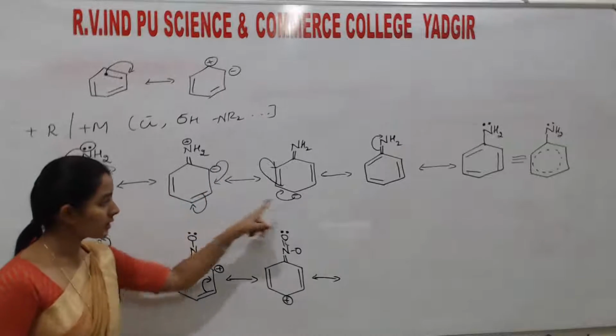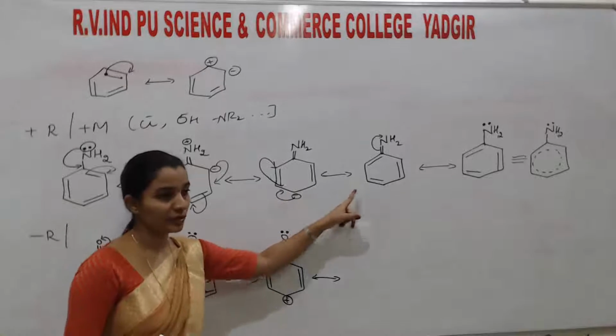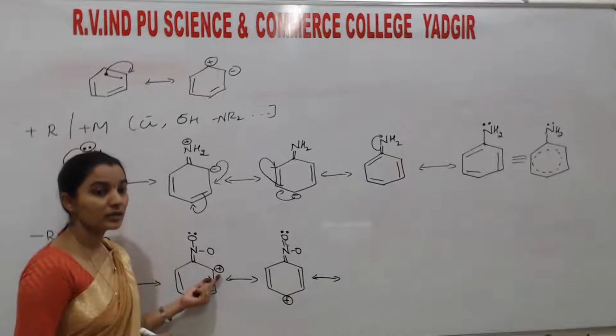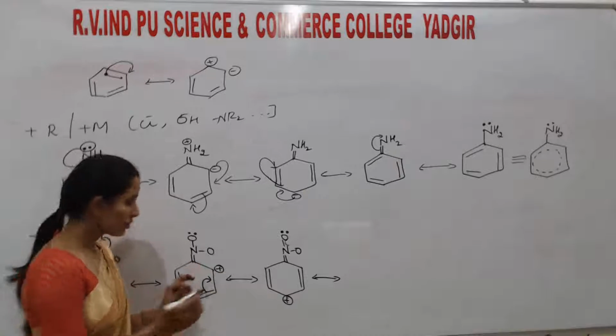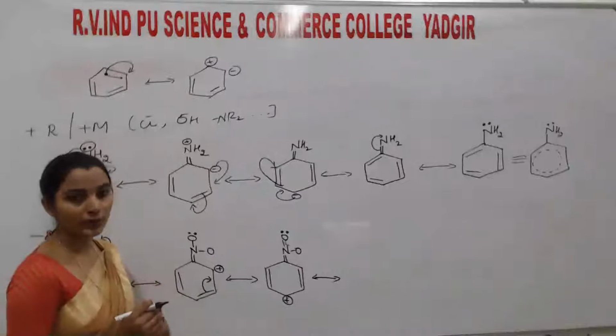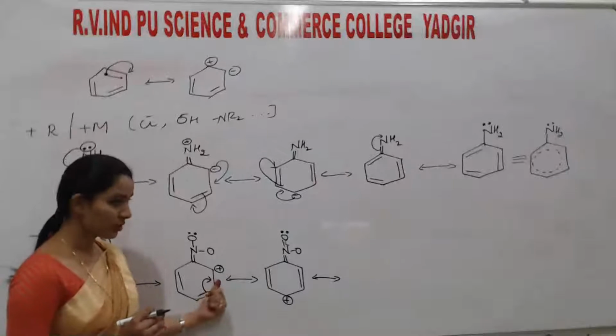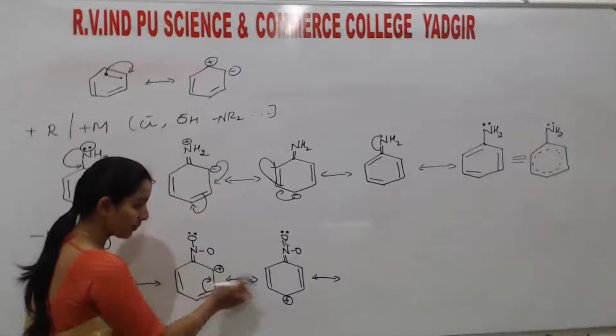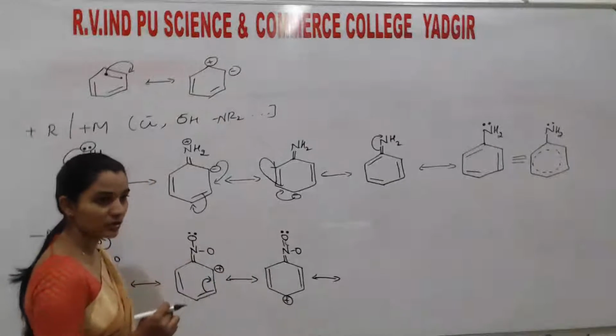In each case I represent movement of the electrons here, but here I cannot represent movement of the electron because here electron is already less. So I have to show only the change in the displacement of what? Pi bond position from one position to another position. If this pi electron shifts here, only this, then this will get the positive charge.